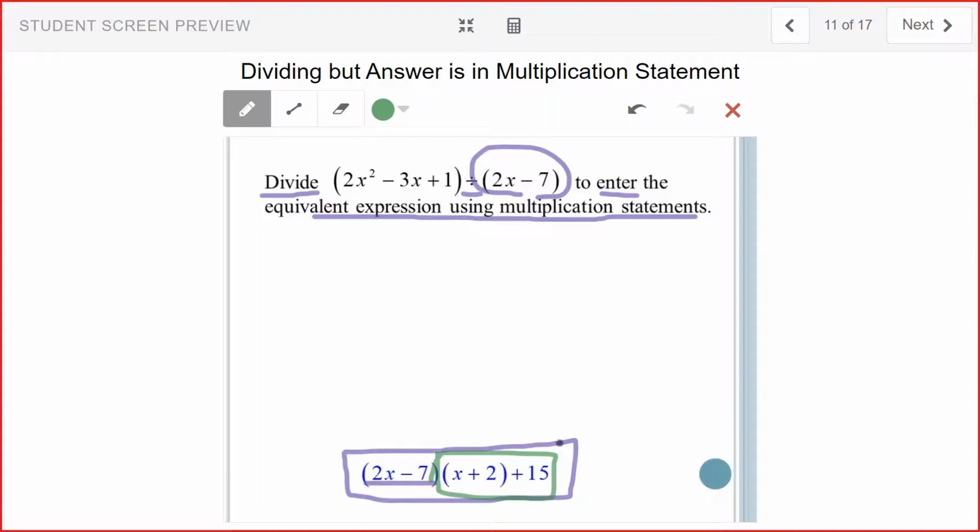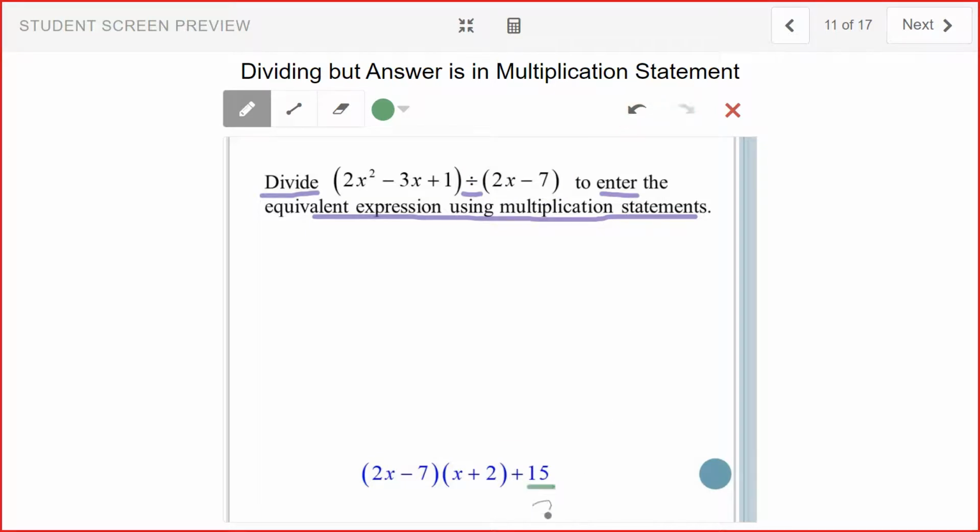Okay, notice one thing too on the divisor here. Remember how last time we put it divided by 2x minus 7? So you don't have to do that because you're multiplying by it. That's why they're calling it the multiplication statement. So, sorry, but let's do it.